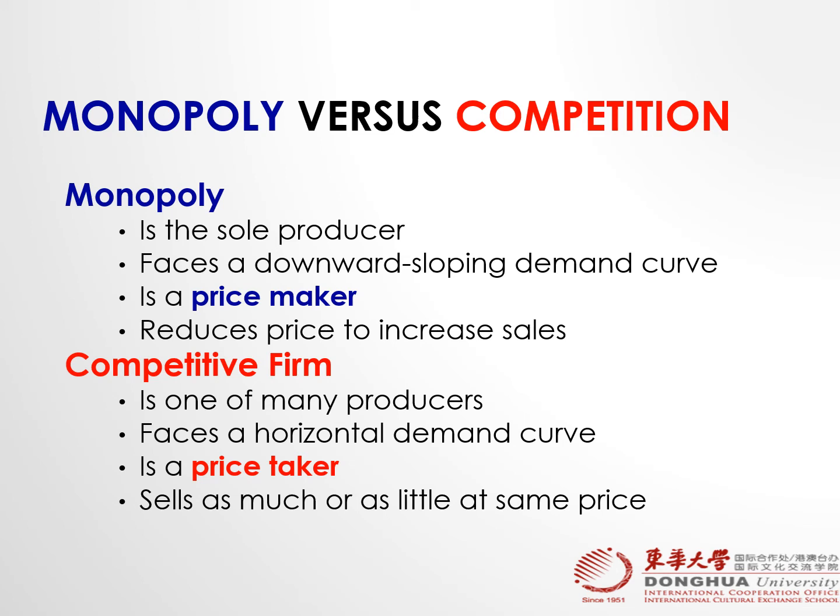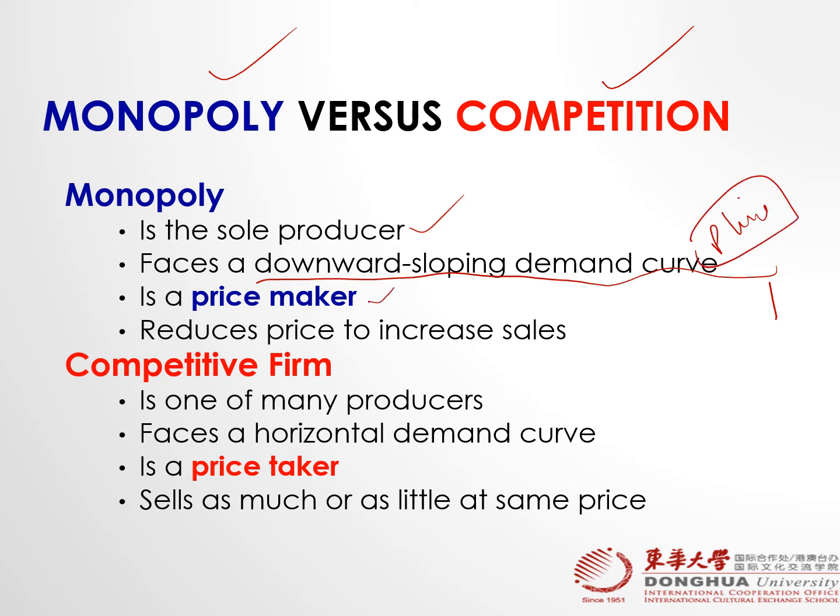Now let's compare the monopoly versus competition. So monopoly: sole provider, sole producer, or sole seller, and the law of demand holds. Law of demand means that a monopoly faces a downward sloping demand curve or price line. Monopoly is called a price maker, and it reduces price to increase the sales. Right? If a company wants to increase the sales, because the law of demand holds, then it has to decrease the price.